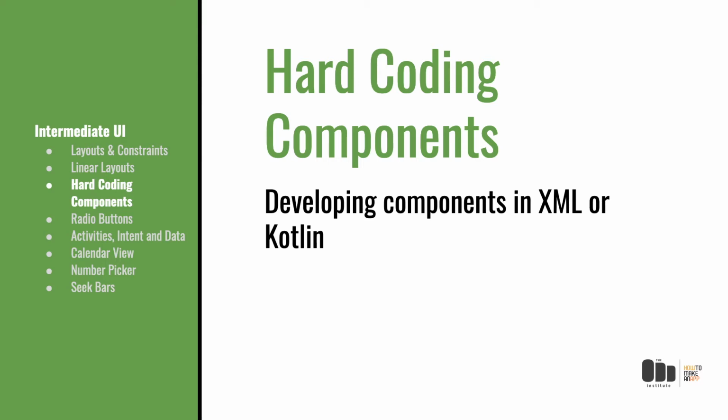So welcome back. In this lesson, we're going to talk about hard coding our components. Up until now, everything that we did was in the design mode of Android Studio's layout editor. In this lesson, we're going to learn how we actually write code to make our user interface elements. And then we're going to see how we do it even without the XML, right in the Kotlin file, at runtime. So let's get started with that.